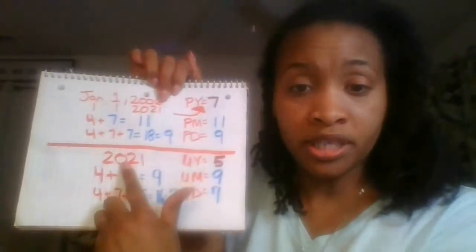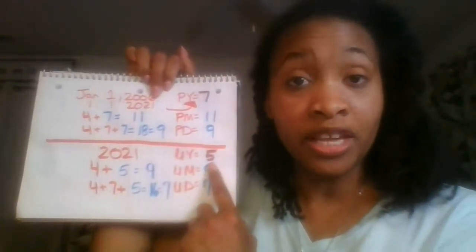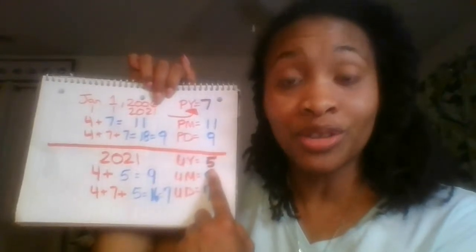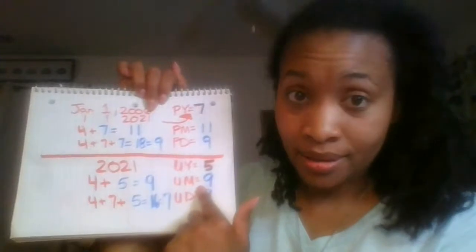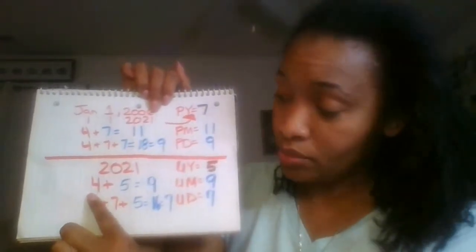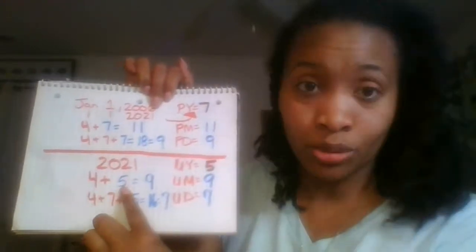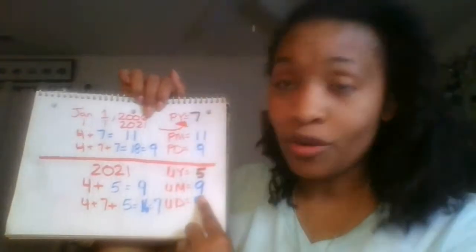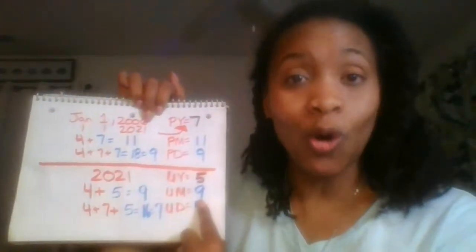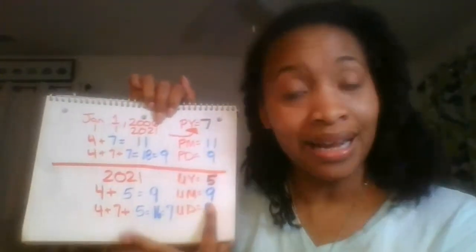2021, 2 plus 0 plus 2 plus 1 is a 5. We are in a 5 universal year. The universal month, did I say that right? Yeah. Universal month is April 4 plus 2021, 5. That's a 9. We are all in a 9 universal month. That energy is for the whole month of April. I get excited. I think it's exciting.